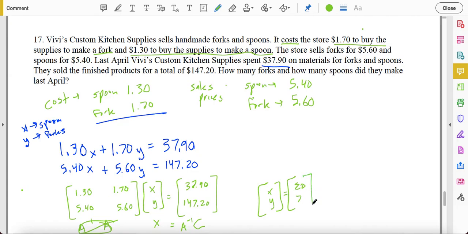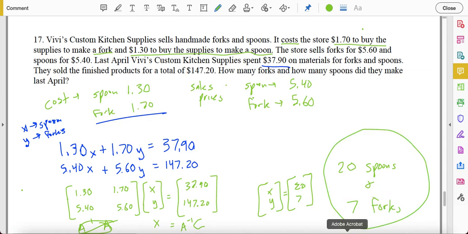20 and 7. So 20 spoons and 7 forks. And there we go.